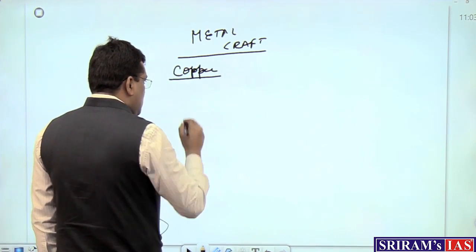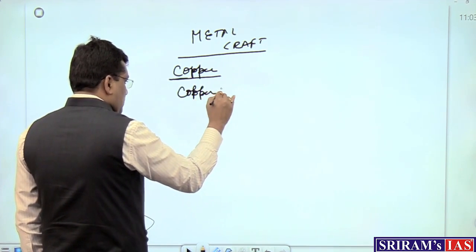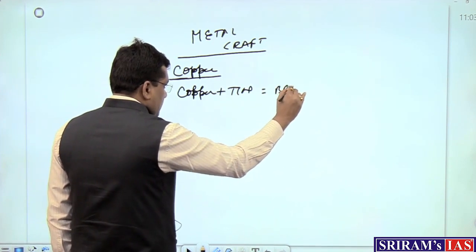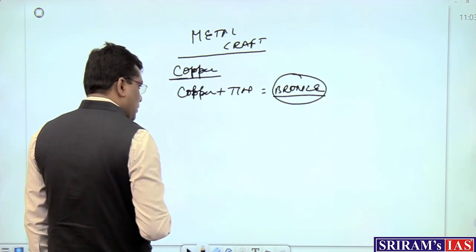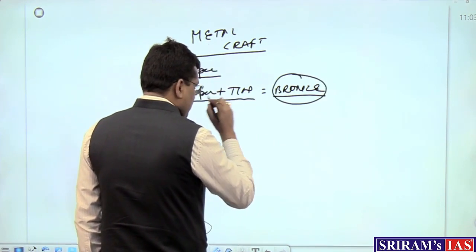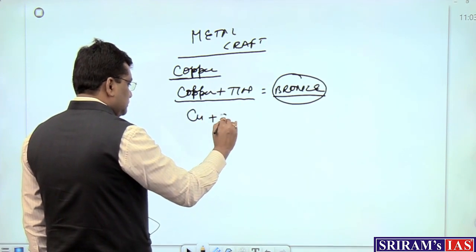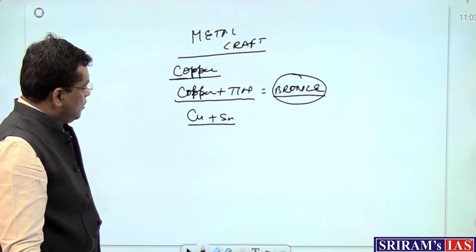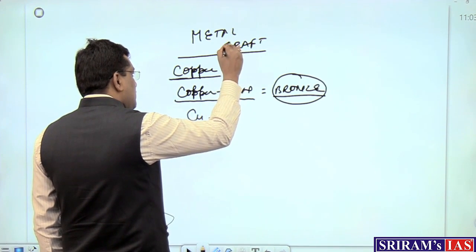They were the first in the world to make bronze. Copper and tin were mixed to make the bronze. So they were the first in the world to make bronze: copper plus tin. Okay, this is a metal craft.